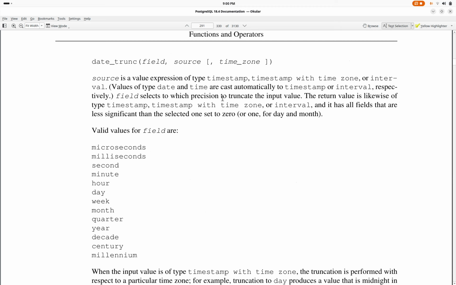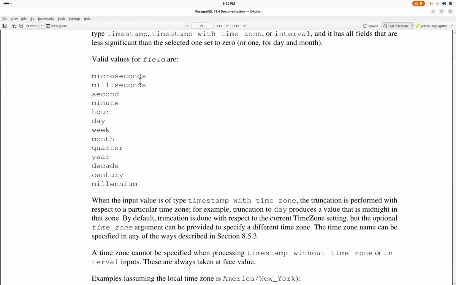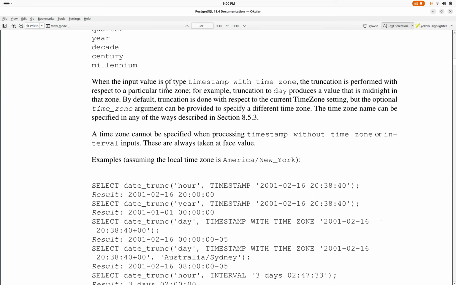Field selects to which precision to truncate the input value. The return value is likewise of type timestamp, timestamp with time zone, or interval, and it has all fields that are less significant than the selected one set to 0, or 1 for day and month. The valid values for field are microseconds, milliseconds, and so on. We already know the field.